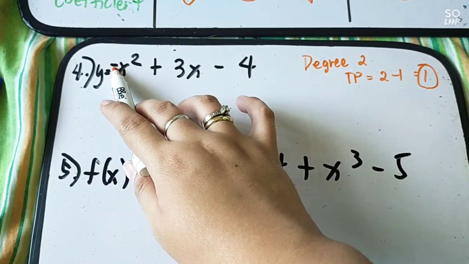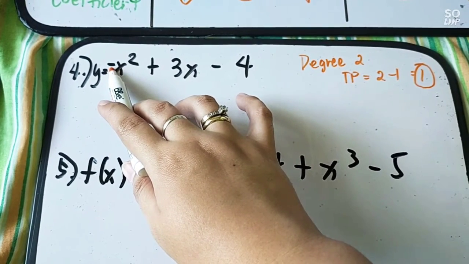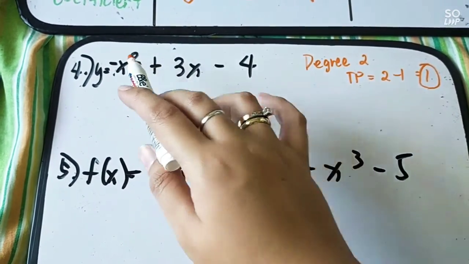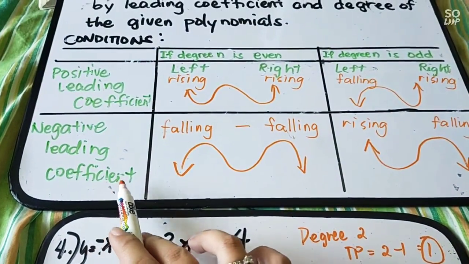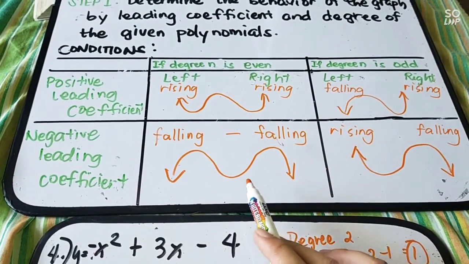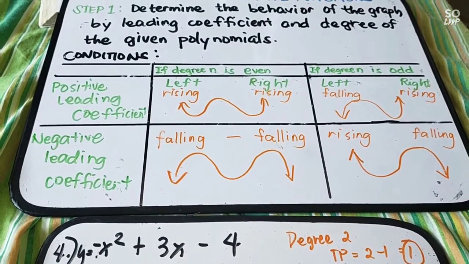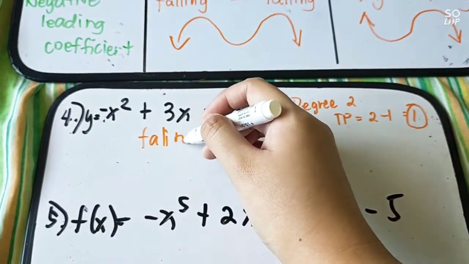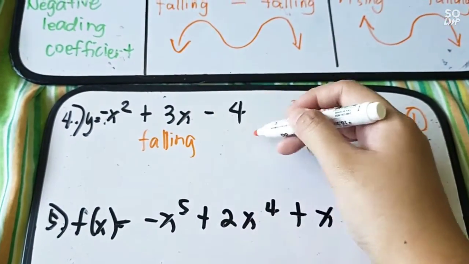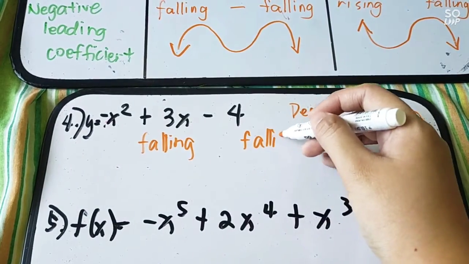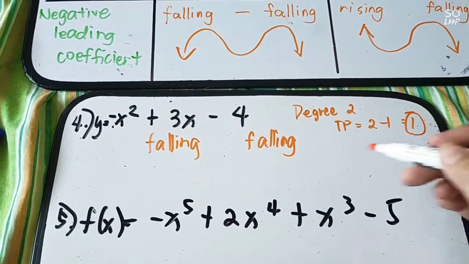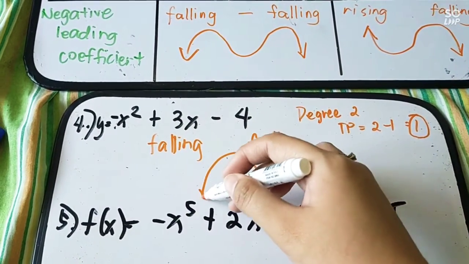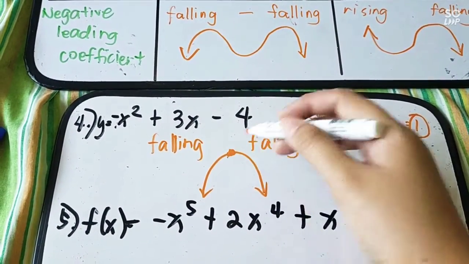Now, so we have here negative the leading coefficient. And then, we have even. So, since negative ang leading coefficient, and then we have here even, ibig sabihin, falling siya. Falling siya sa left, falling din siya sa right. Okay? So, our graph would be this one. Ganito. Kung falling siya, falling na siya. Ayan. So, ganito lang yung graph natin.